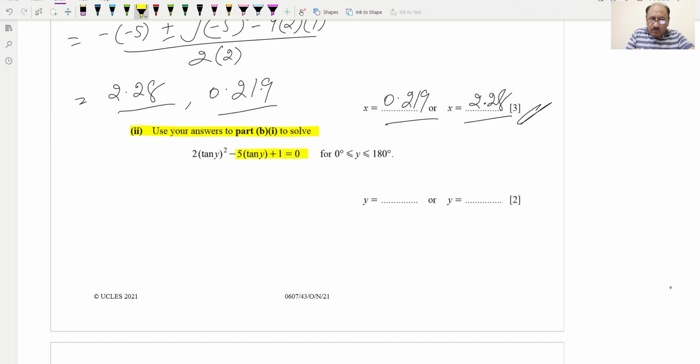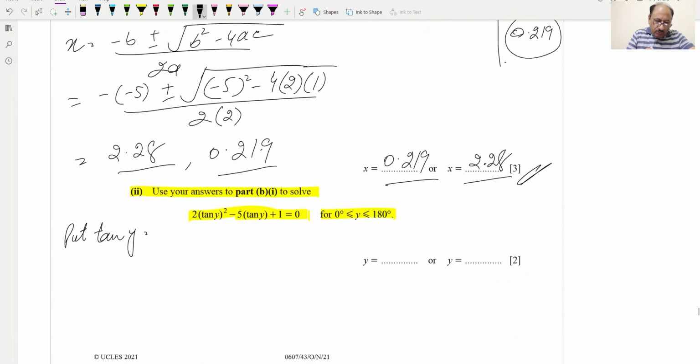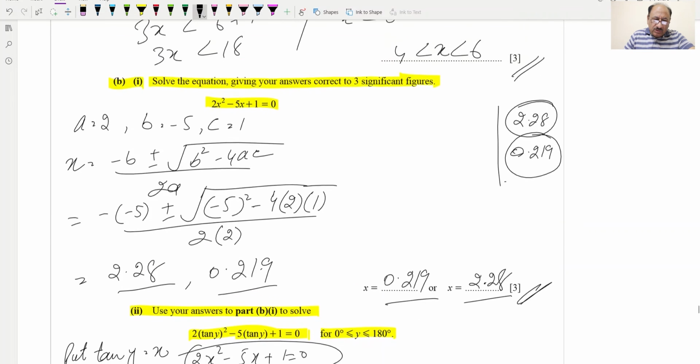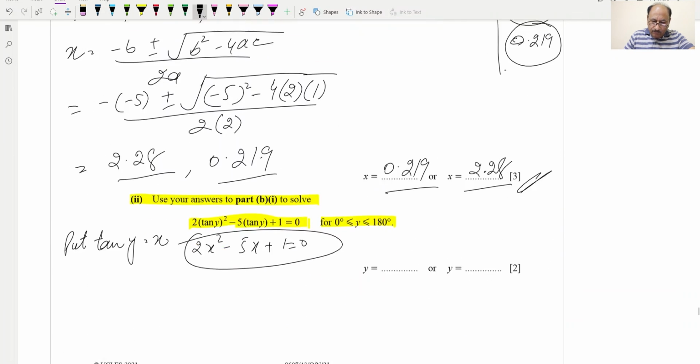So we can solve this from 0 to 180 degrees. How will we be solving this? We can put tan y is equal to x, since this is in the same format. So this will be 2x squared minus 5x plus 1 is equal to 0. And you can check this is the same equation which we have in part A.